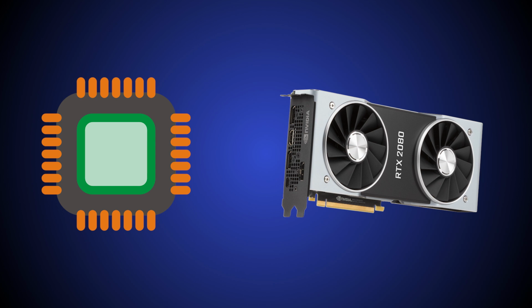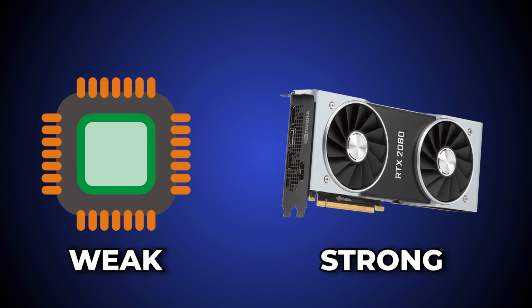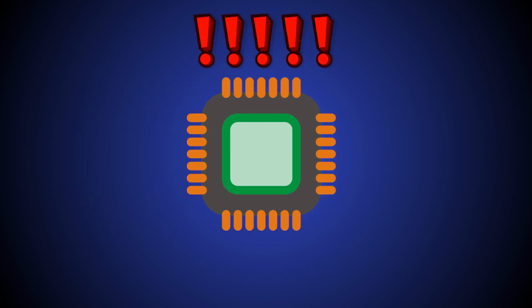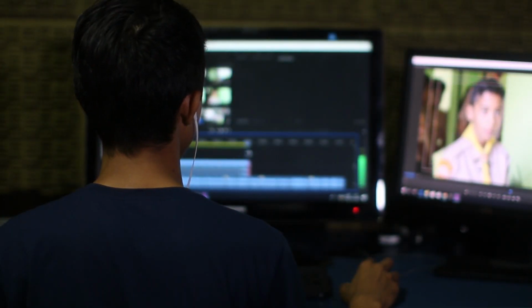In simpler terms, when your CPU is weaker compared to your GPU, then your CPU gets overutilized while your GPU is underutilized. This forces your CPU to overwork while also failing to meet the demands of heavy tasks like playing games or editing videos.